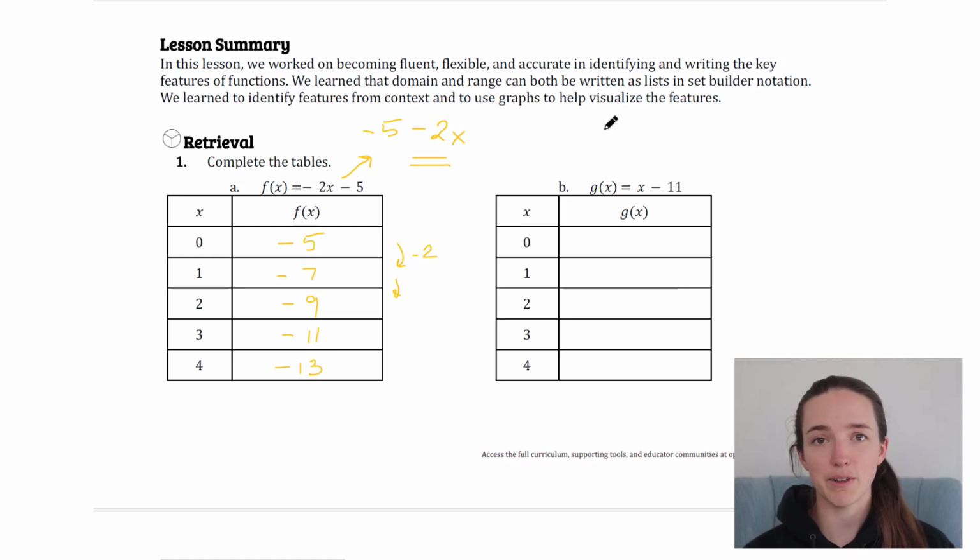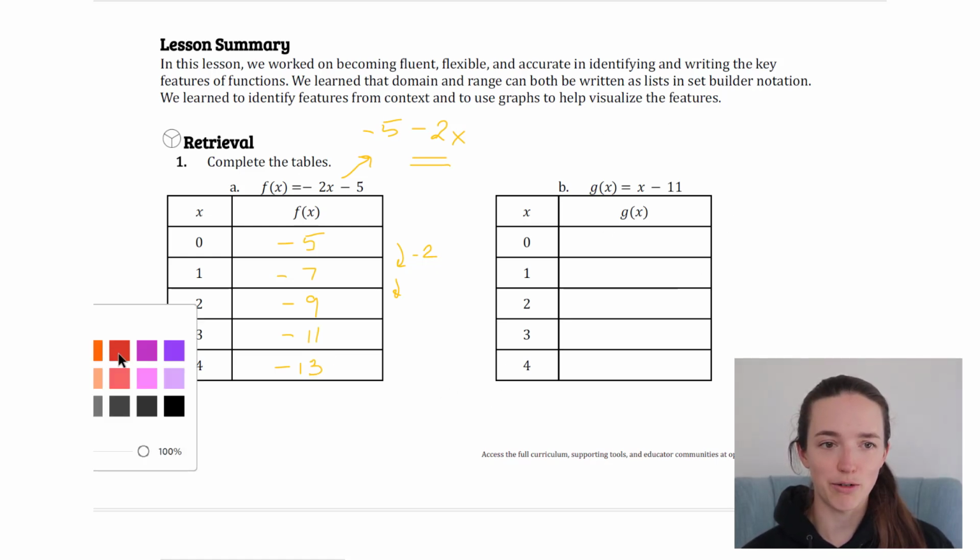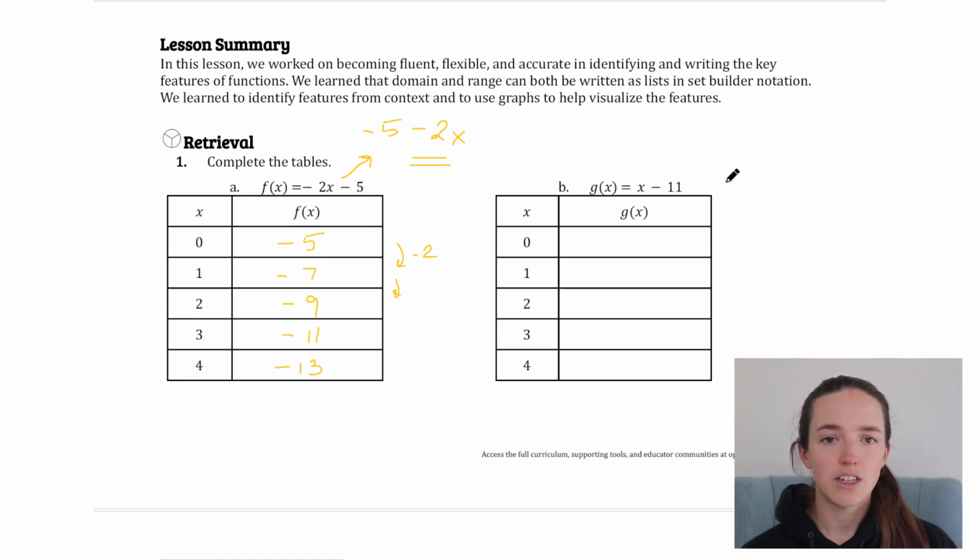Now we can do a similar thing with b. I'm going to try to do this one without rearranging it. So on this one, my starting value is negative 11 at step 0. If you want to, you can rearrange it, but I'm going to try to do it without. Now this right here just says x, but I know that if there's no number in front of the x, it is secretly 1x. So the common difference here is adding 1.